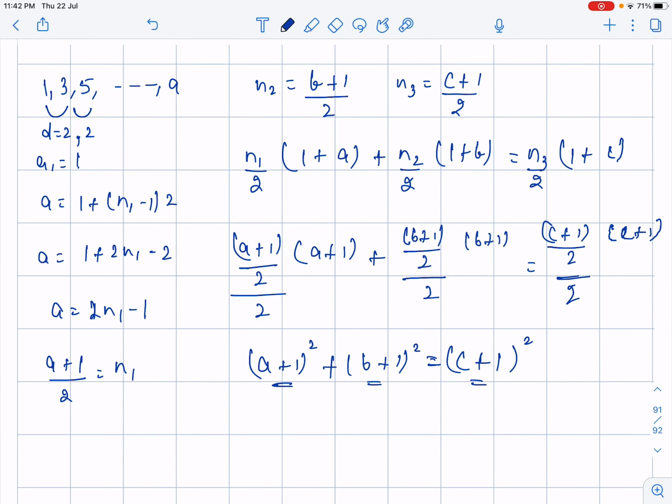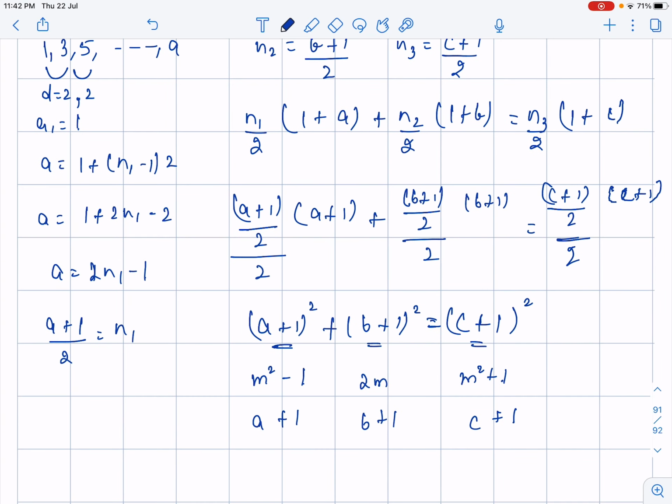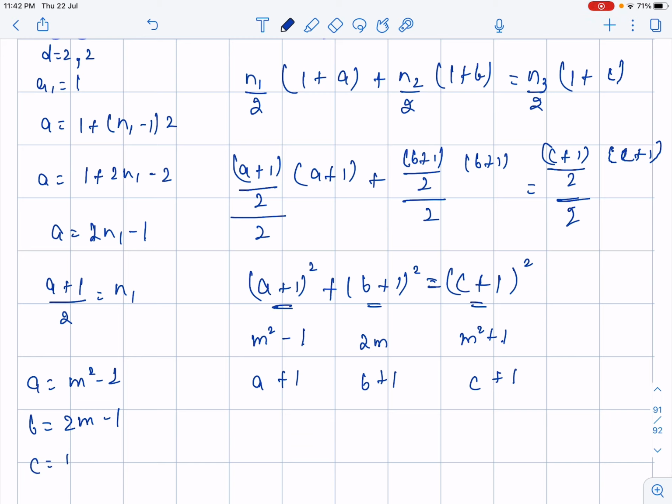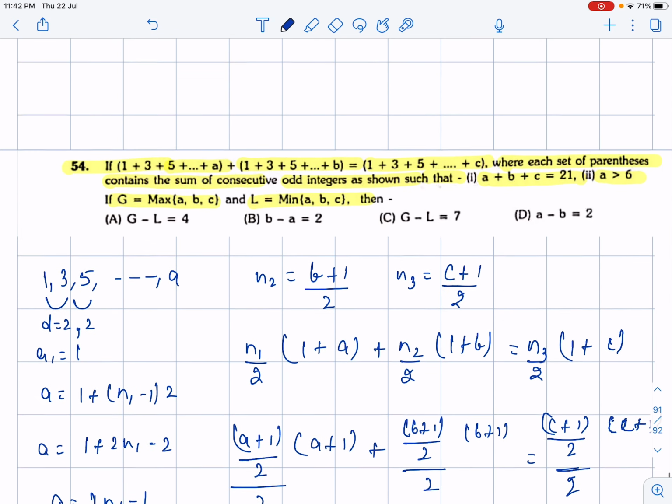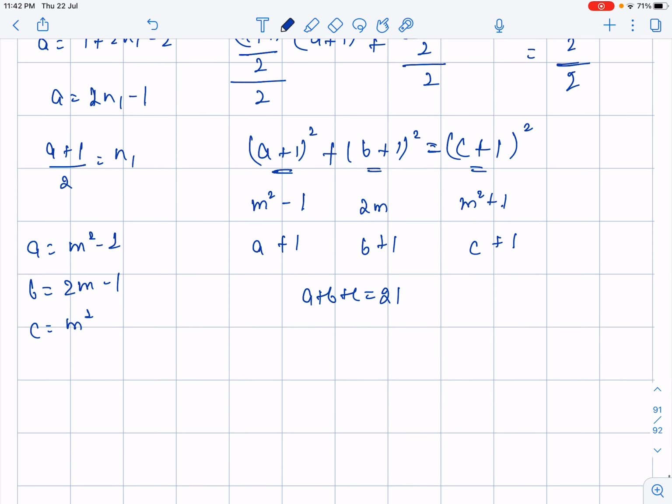You might remember that three numbers in a Pythagorean triplet can be assumed as m square minus 1, 2m and m square plus 1. That will be the values of A plus 1, B plus 1 and C plus 1. Hope you got my point. So the value of A becomes m square minus 2, the value of B becomes 2m minus 1, and the value of C becomes m square. And we have one equation, A plus B plus C is equal to 21, given in the question. We will make use of this equation to get the value of m.